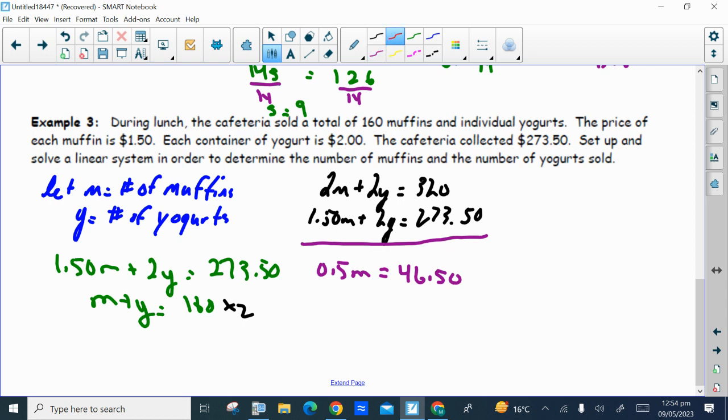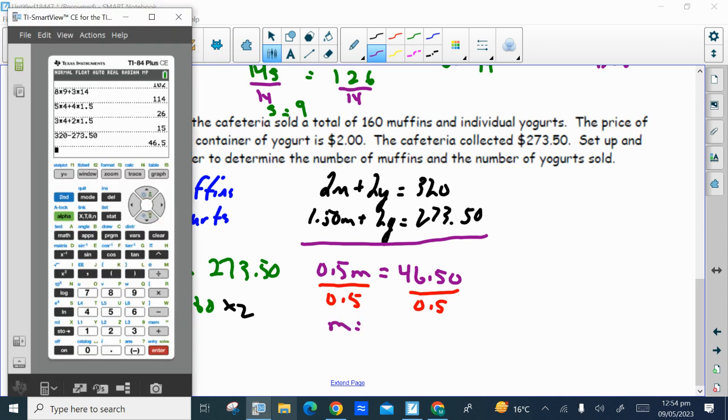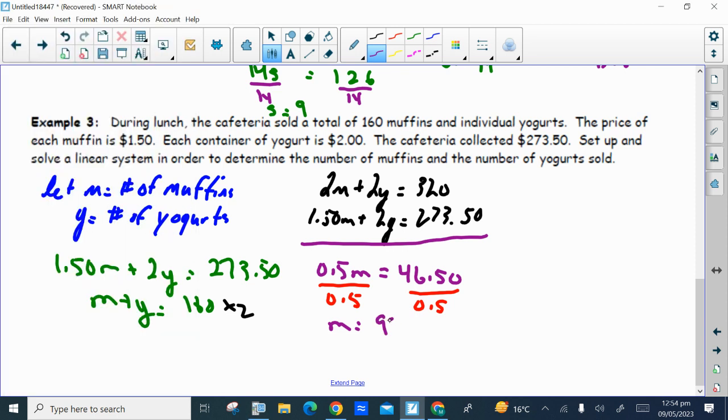You with this, Brock? And then we will divide both sides by 0.5 to get M by itself. So the 46.5 divided by 0.5 is 93. There were 93 muffins sold.